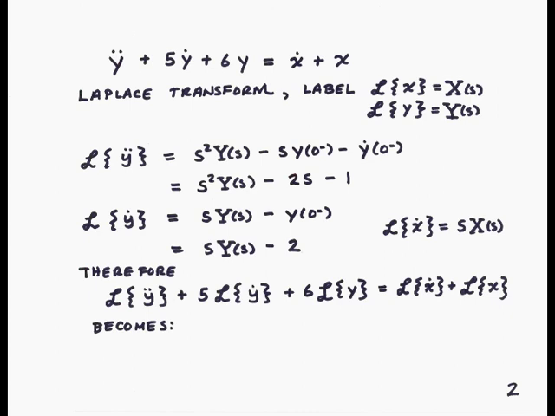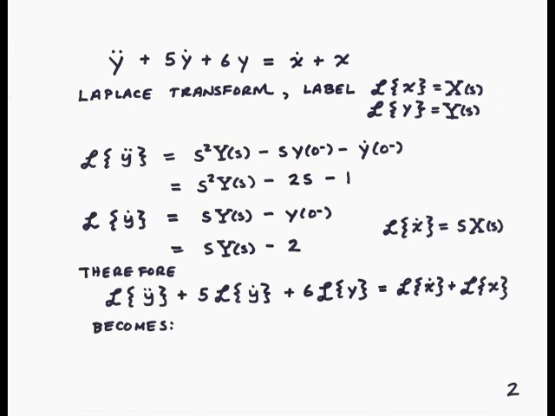So here's the differential equation again. Y double dot plus 5y dot plus 6y equals x dot plus x. Now we'll carry out the Laplace transform and then do algebra. So with Laplace transform, we'll label the Laplace transform of x of t as x of s, Laplace transform of y of t as y of s. Then we Laplace transform each of the terms, and we use the differentiation rule for Laplace transform.